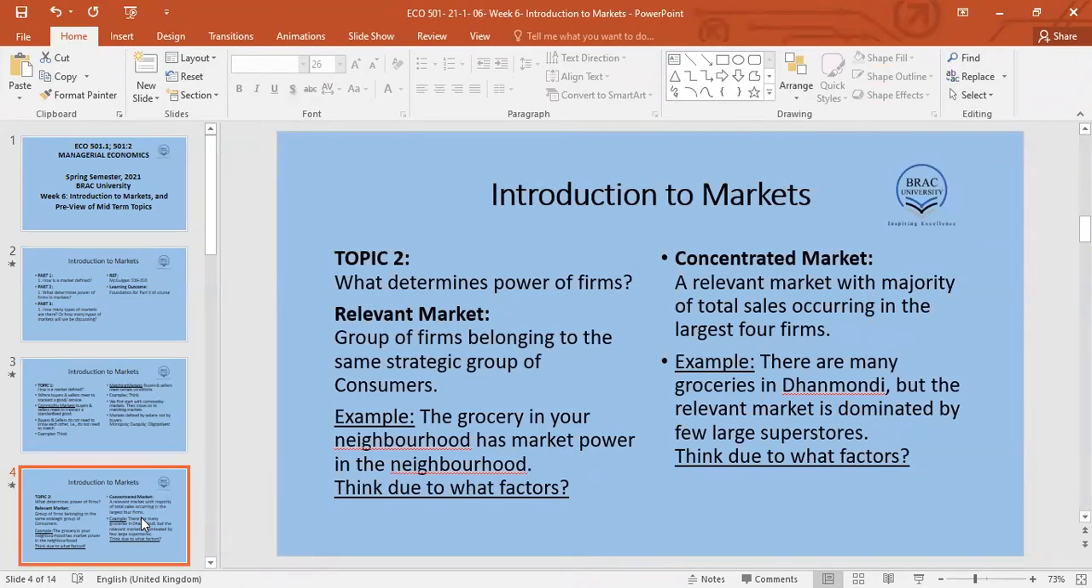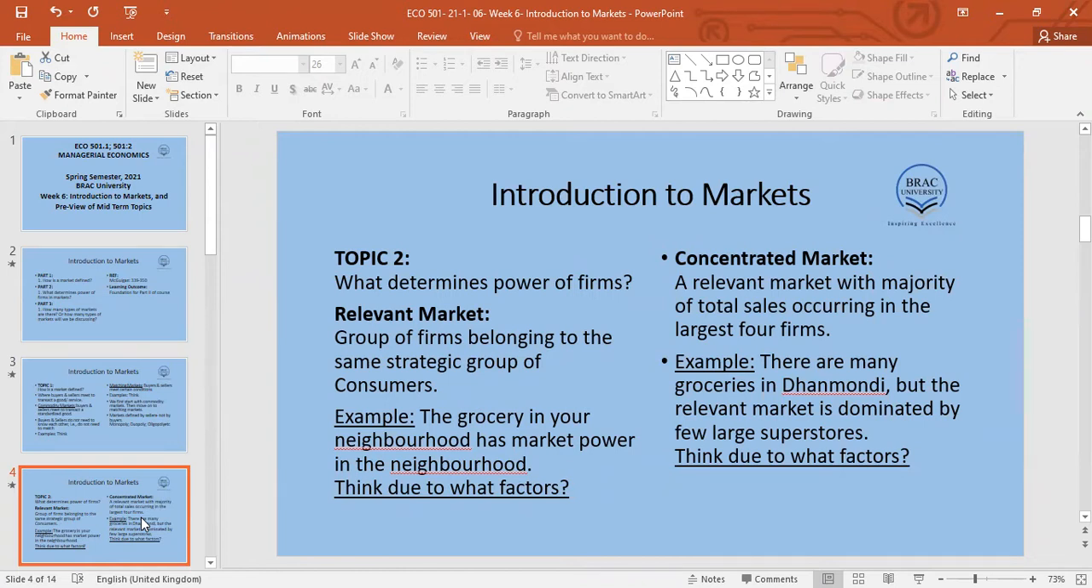The grocery shop in your alley or in your neighborhood, doesn't it have a lot of market power? Sir, actually, maybe it depends on the presence of other mudi dokans. If there's a single one, then I don't think they have the power. Wait. If there is only one mudi dokan, you say that mudi dokan doesn't have any power in the neighborhood? I don't know. He has. Okay. If he's the single one, he has the power.